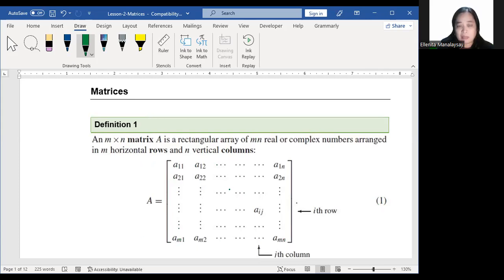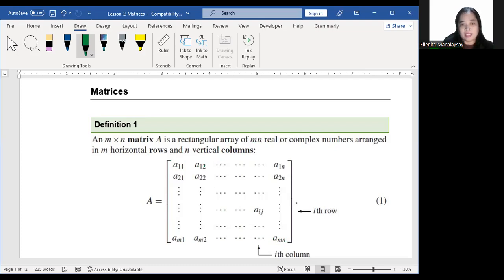times N elements. So this is an arrangement of numbers. It's either real numbers or complex numbers arranged into a number of rows and a number of columns, for which M represents the number of rows and N represents the number of columns. So that's why it's stated here that it is an arrangement of M times N numbers. When we multiply the number of rows by the number of columns, we have M times N elements.